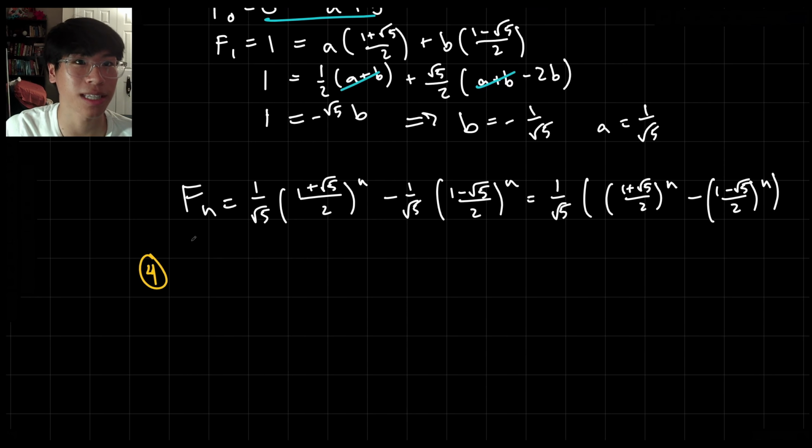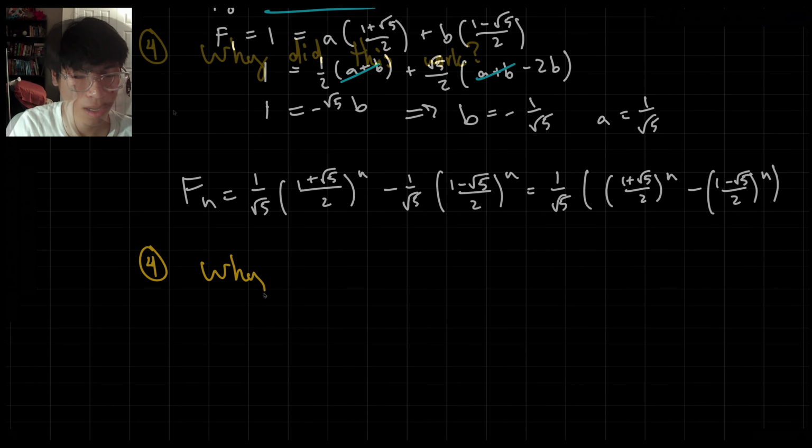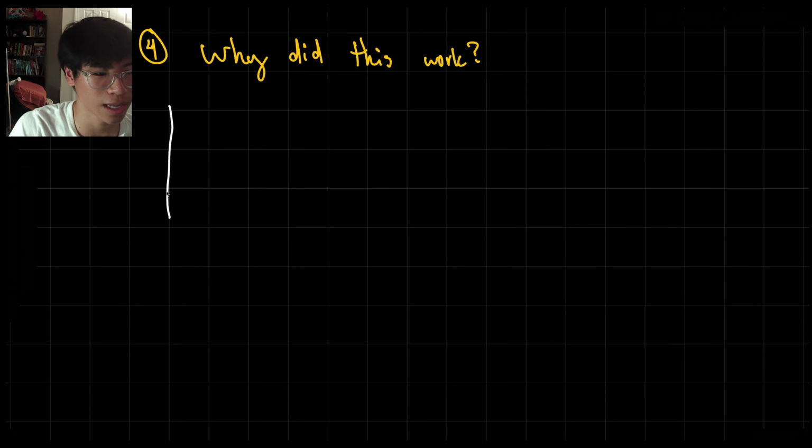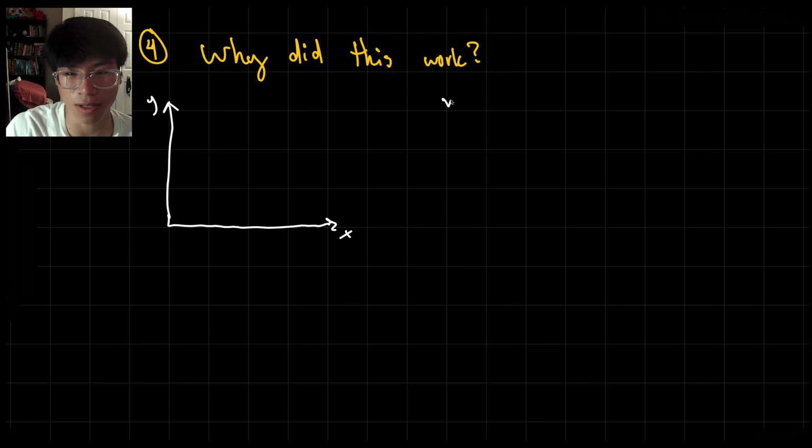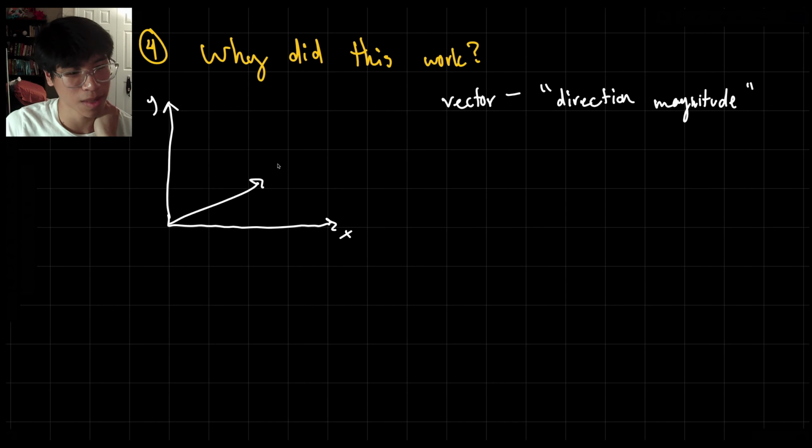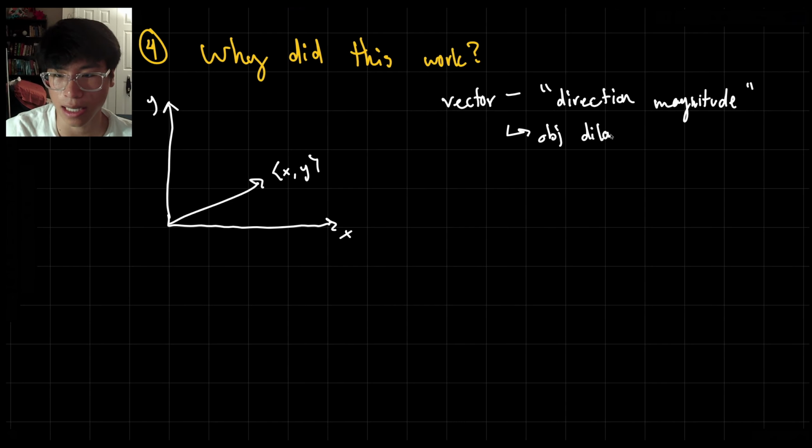So the only question left is, why did this all work? So we're going to slow down right now and talk about vectors. We'll recall from high school that vectors are things with direction and magnitude. The traditional vectors we deal with are of the form x, y. They'll have an x coordinate and a y coordinate. They have this direction and they have this magnitude. More importantly, vectors act as mathematical objects which you can dilate and add together.